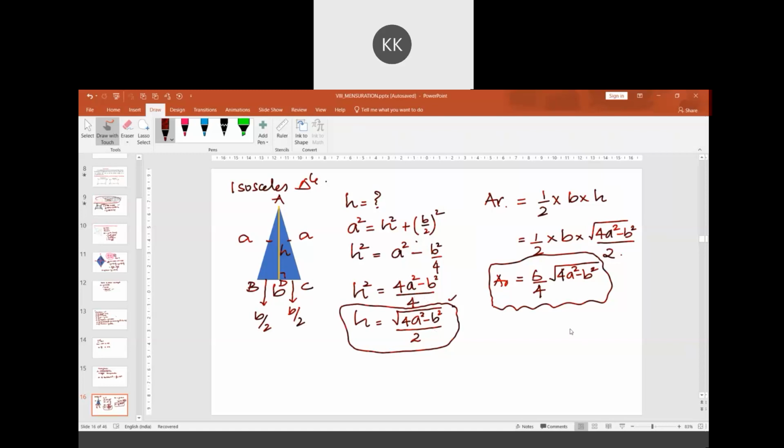Sir, I have a doubt. So we can take the root of 2a square, no sir. No, you should not say like that. It cannot be 2a and it cannot be b. We should not write a root of 4a square minus b square as 2a minus b. This will be wrong.